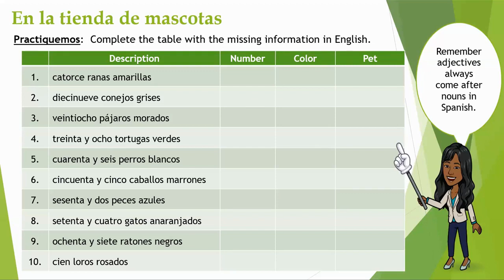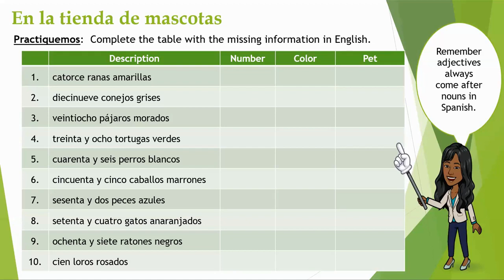46 perros blancos. Kaden, I see a hand. Go ahead, Kaden. 46 blacks. That's black? What is blancos? Blancos is white, not black. White. It's white. Muy bien. And what's my animal? Dogs. Okay, yes, it's dogs.